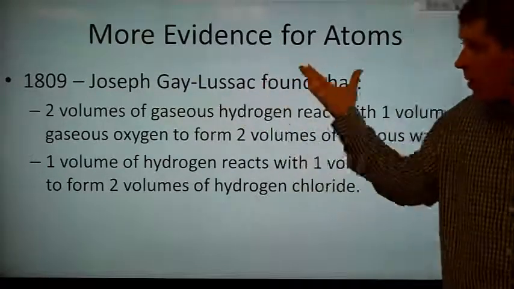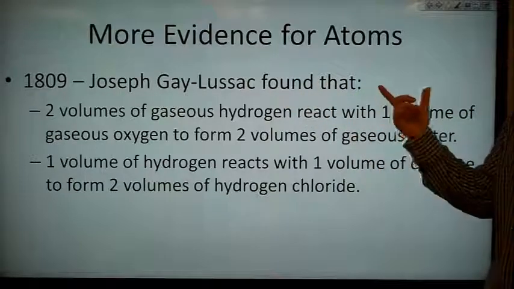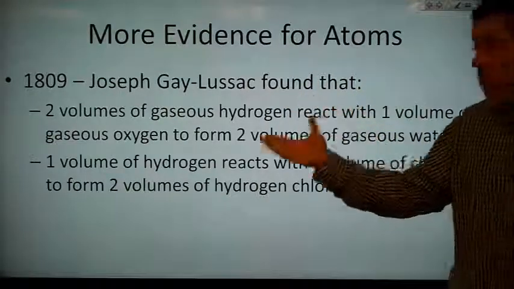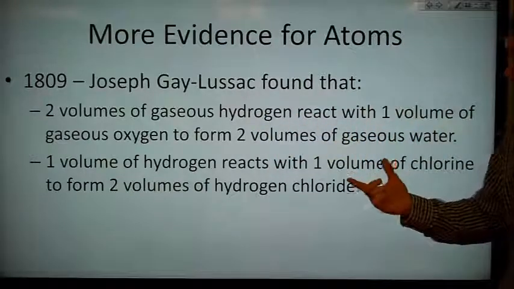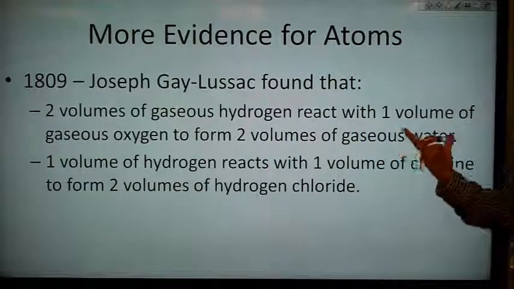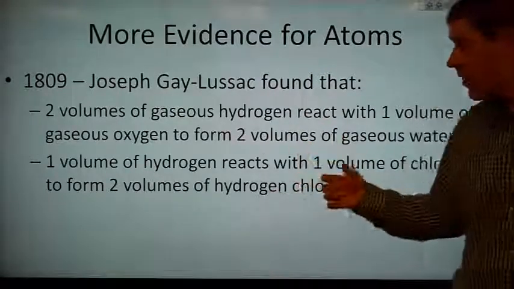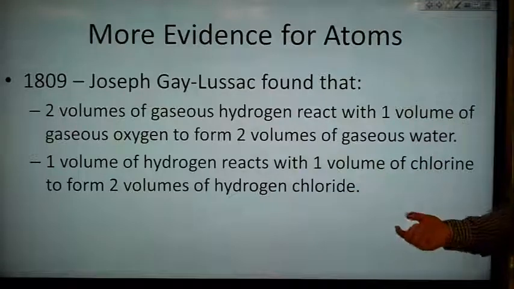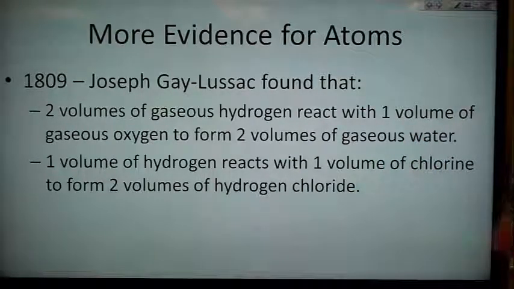So, another chemist, Joseph Gay-Lussac, comes along and he finds that 2 volumes of gaseous hydrogen react with 1 volume of gaseous oxygen to form 2 volumes of gaseous water. Furthermore, he finds that 1 volume of hydrogen reacts with 1 volume of chlorine to form 2 volumes of hydrogen chloride.